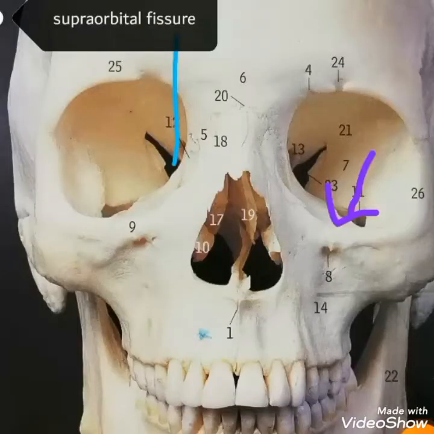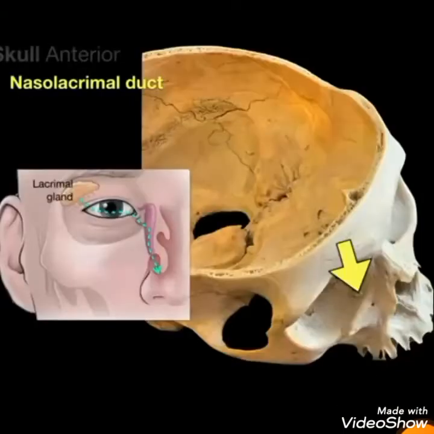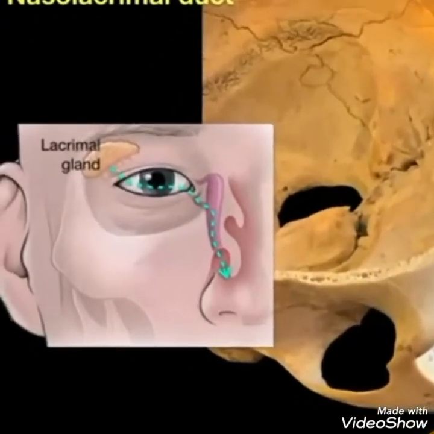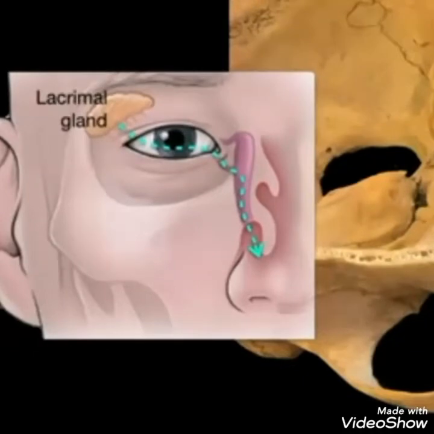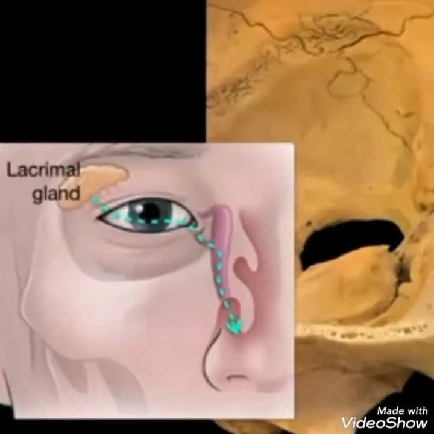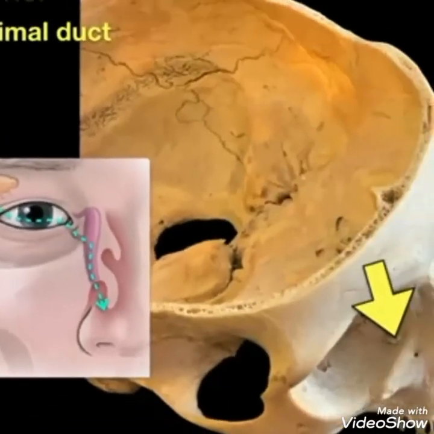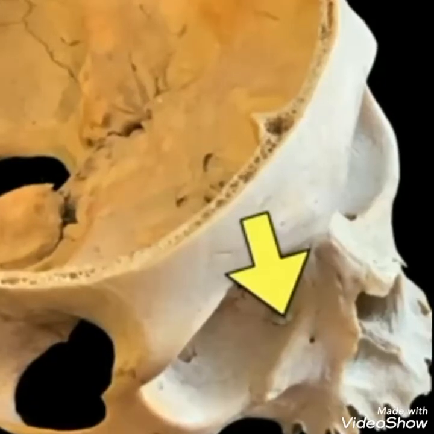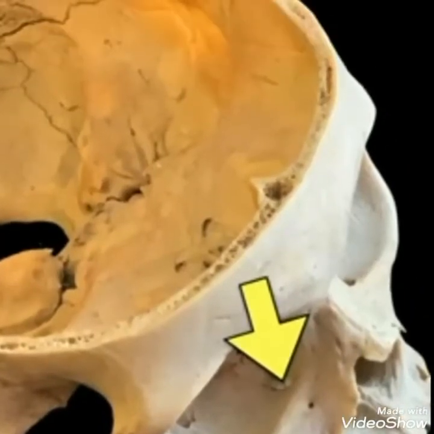Now find the supraorbital fissure, and the purple color is the infraorbital fissure, right? Now in this picture there is another important structure called the nasolacrimal duct. You can find the lacrimal gland present on the lateral aspect of the orbit, and from here the lacrimal fluid is coming downwards via the nasolacrimal duct and going to open into your nasal cavity. Look into the bone where there is a location of the passage of the nasolacrimal duct through the nasolacrimal canal.